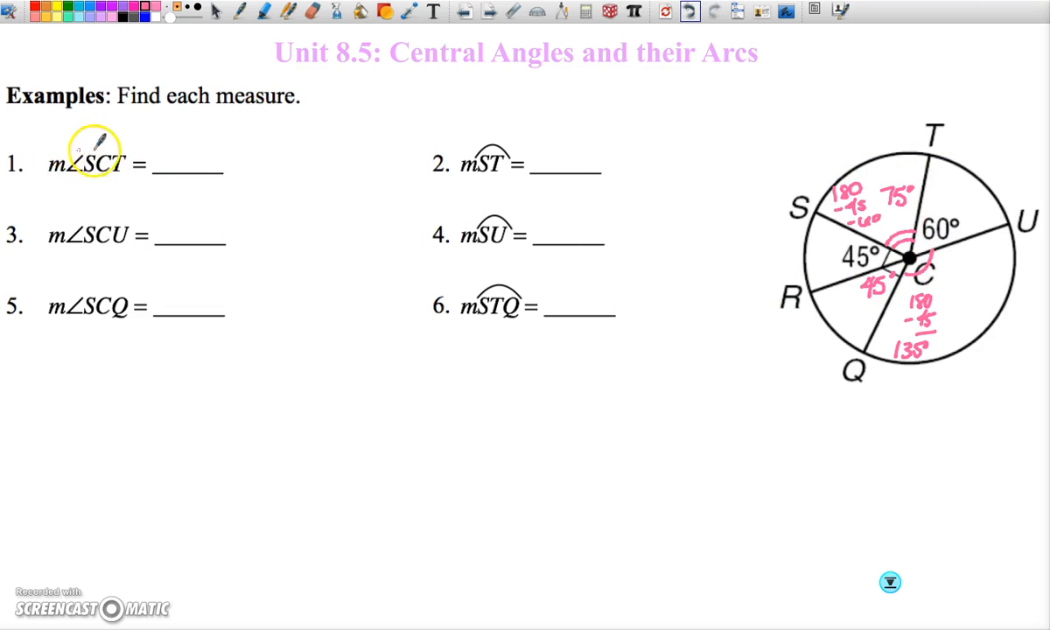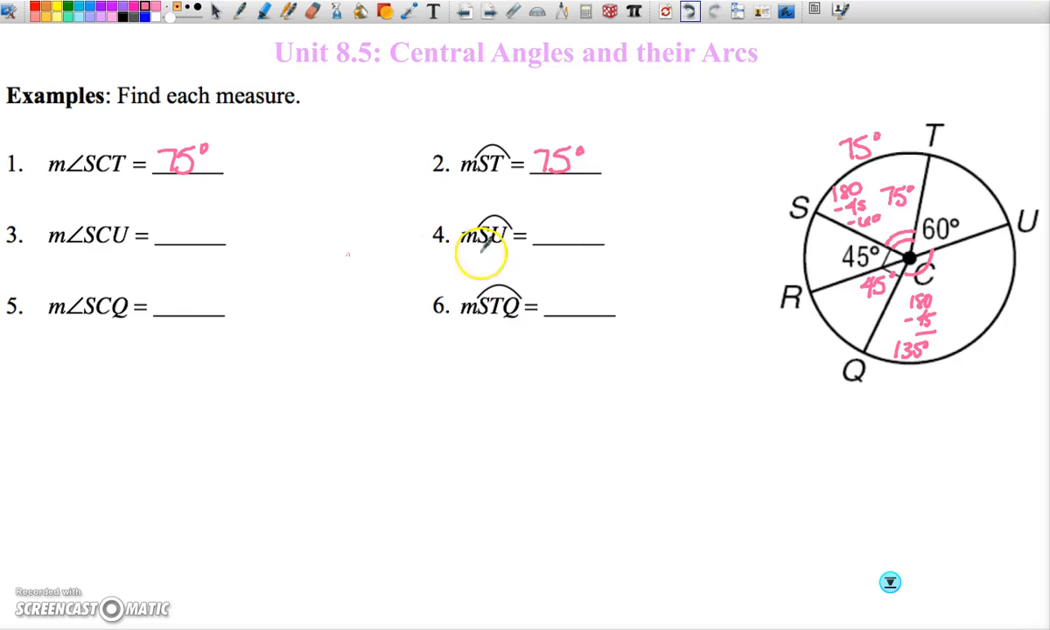So let's start with the measure of angle SCT. So SCT, starting at S, going to C, and then to D would be 75 degrees. And then it says the measure of the arc ST. So that would be this arc here. Well, any central angle is the same as the arc that it forms. So this is a 75-degree arc.